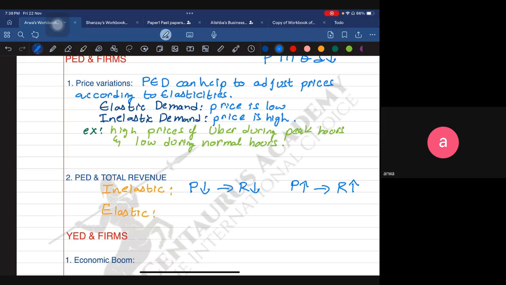It's elastic. If you reduce the price, the revenue is going to go up by a lot.